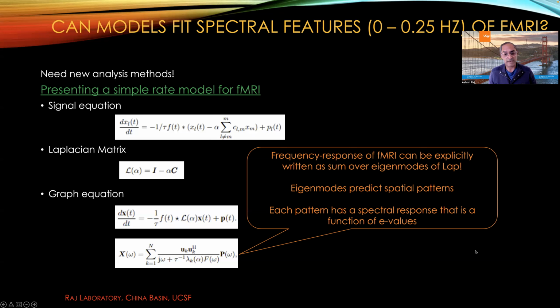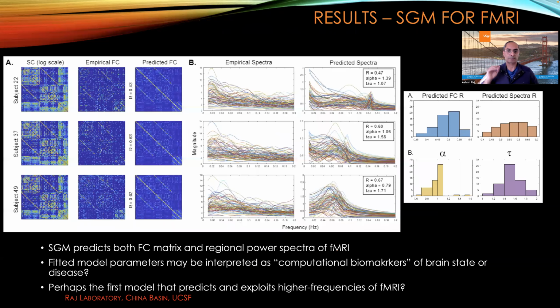This is fantastic because what this tells us is that you can write the frequency response as nothing but a summation over eigenmodes, U. The eigenmodes represent spatial structures, and each eigenmode is weighted in frequency by a characteristic frequency response, which is governed by, in turn, the eigenvalues lambda k. This is a really nice separability between eigenmodes and eigenvalues in this context.